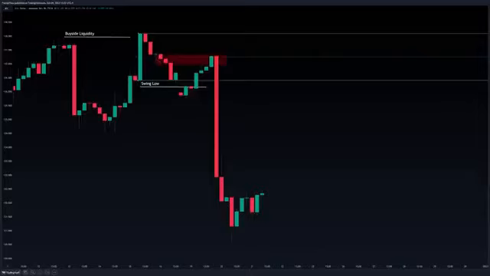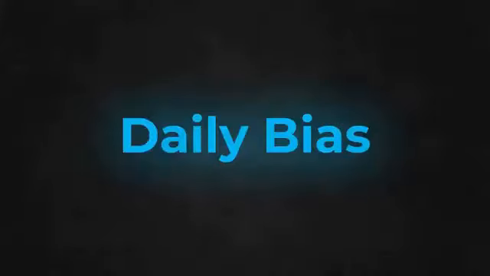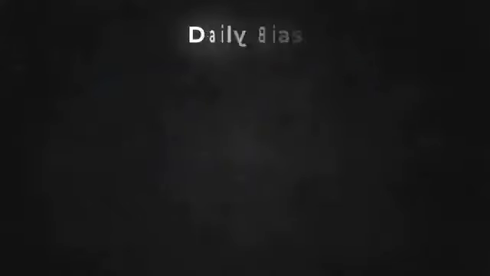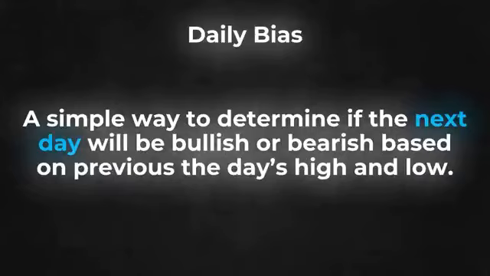As is the case with any method, the trader must find the intersection of techniques in order to find the best trades. The final ICT concept we'll study in this beginner's guide is the daily bias. The daily bias is exactly what it sounds like. It's a way to determine if the next day will be bullish or bearish. We can determine that in a very simple way using the previous day's high and low and the observation of what price does at these extremes.